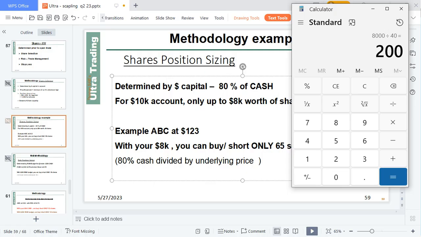Okay, Thomas, how about if the share value is $40? Easy. $8,000 divided by $40 is 200 shares. For you to lose $8,000, the $40 share must drop to zero. But is it a good idea to risk $8,000? I don't think it's a good idea, because you pick an abnormal stock, and after you enter, on the spot it gets delisted or suspended, then good luck to you.